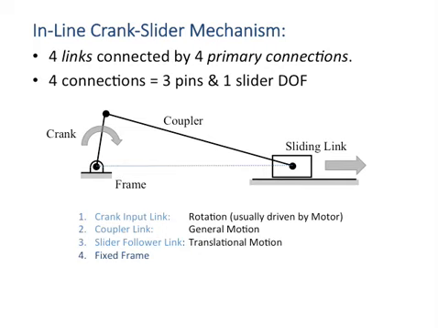There are 4 links when including the slider link and fixed frame. The links are connected by 3 rotational pin joints and 1 horizontal slider motion. The crank input link is in pure rotation. The coupler link is in general motion, both translation and rotation. The slider follower link is constrained to have translation motion only. The fourth link in the mechanism is the fixed frame upon which both the pivot of the crank is attached and slider moves.